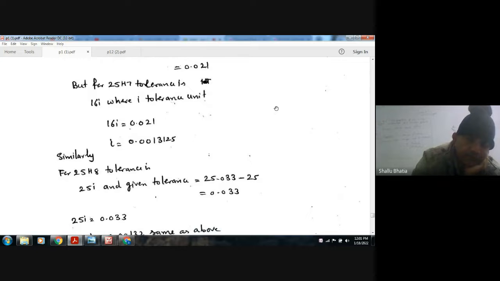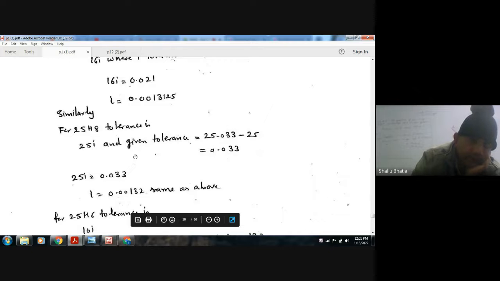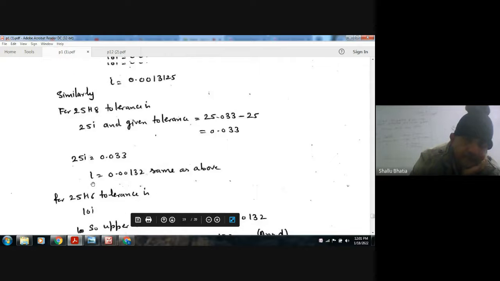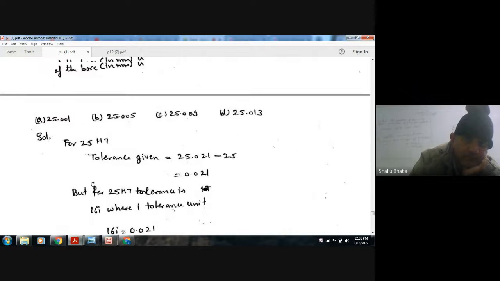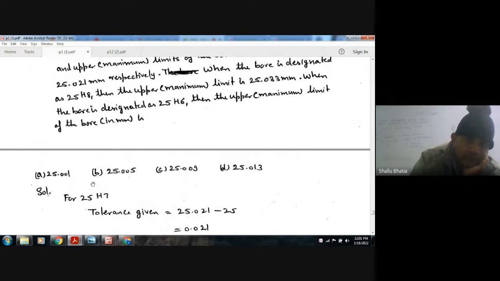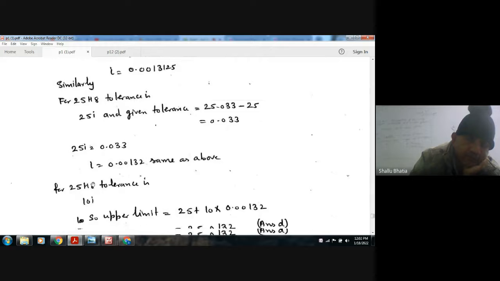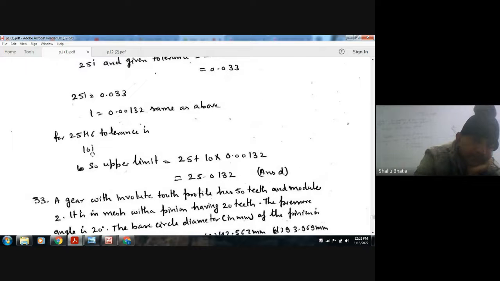So this is 0.003 and we have i. So i is this, same as above. For 25H6, the tolerance is 10i. So for H7 the tolerance is 7i, for H8 25i, and for H6 the tolerance is 10i. So the upper limit is 25 plus 10 times this, that is 25.013. The answer is D.